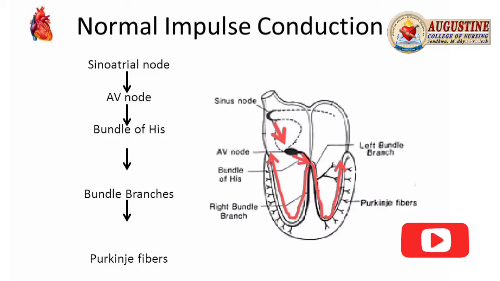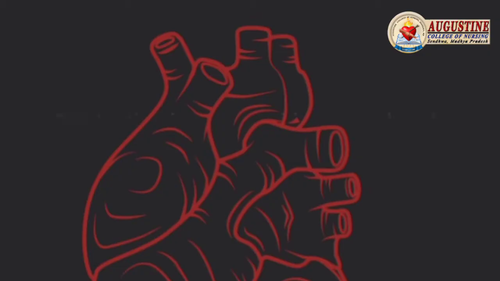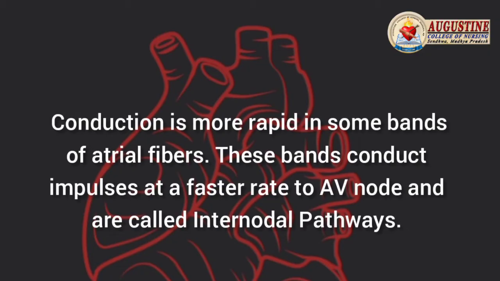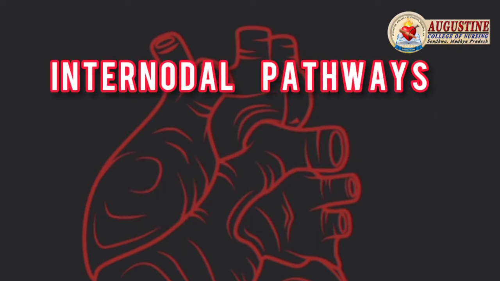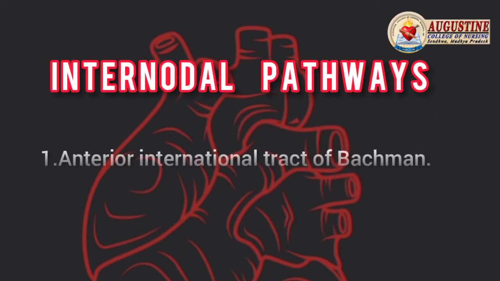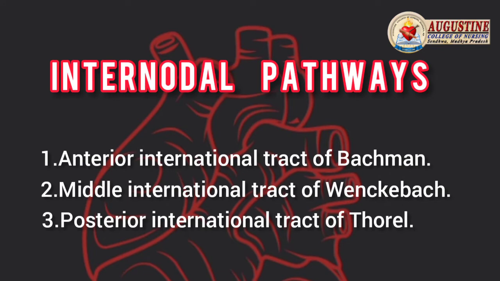The internodal atrial pathways. Conduction is more rapid in some bands of atrial fibers. These bands conduct impulses at a faster rate to AV node and are called the internodal pathways. These are anterior internodal tract of Bachmann, middle internodal tract of Wenckebach and posterior internodal tract of Thorel.